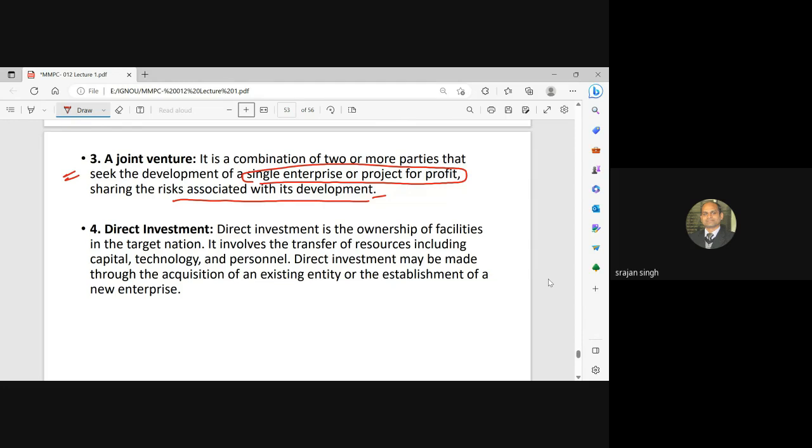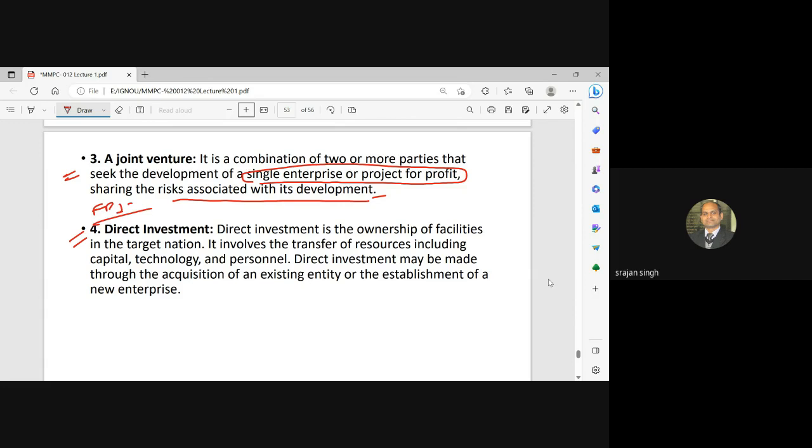For example, Hero Honda, you all must be knowing Hero Honda. Hero was a different firm, Honda was a different firm, but they came together to capture the Indian market.